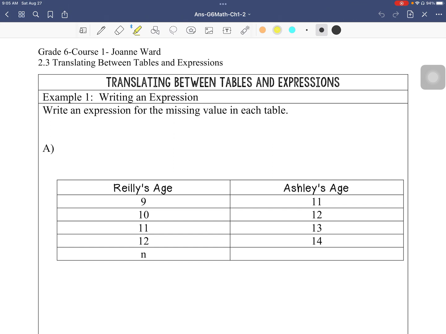So now we see that in the table there are two people's ages. One is Riley's age, the other is Ashley's age. When Riley is 9 and Ashley is 11, we can sort of feel that these two people may be either really good friends or maybe just sisters. But the question didn't tell us their relationship. So all we know is that when Riley is 9, Ashley is 11.